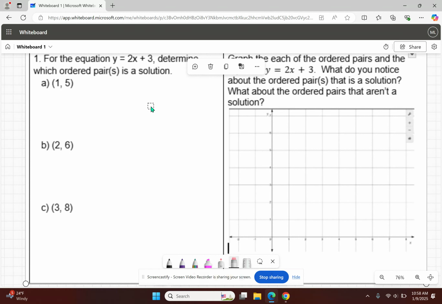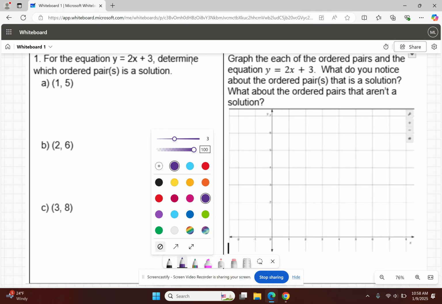Guys, today what we're going to be doing is determining whether or not ordered pairs are solutions for a linear equation. The first thing I want you to notice is that an ordered pair represents an x and a y value. The first number represents our x value, so I'm going to highlight that in purple. And our second number represents our y value, so it goes in alphabetical order.